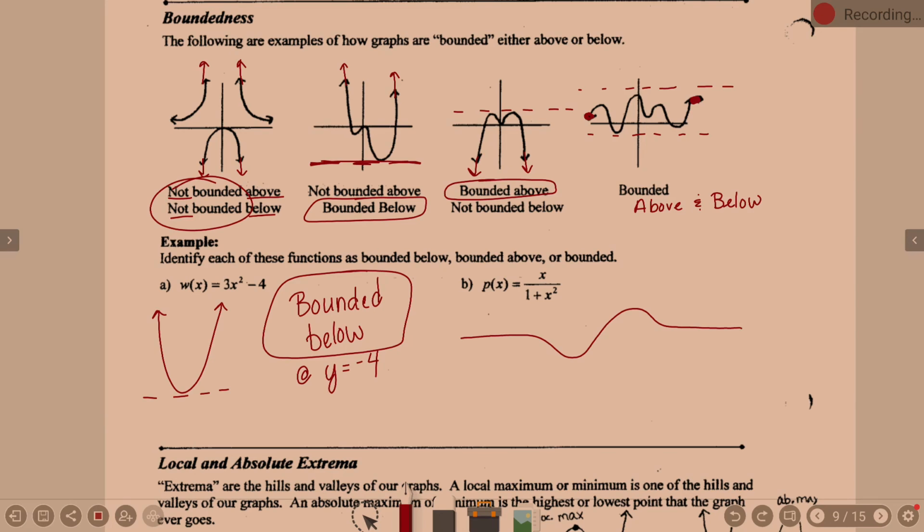What are your thoughts? I say bounded. Is there a spot on the bottom it never goes below? Yeah. Is there a spot above it never goes above? Yes. And so what is that then? Bounded. Okay. Bounded, and as I said, when I say bounded, I mean above and below.